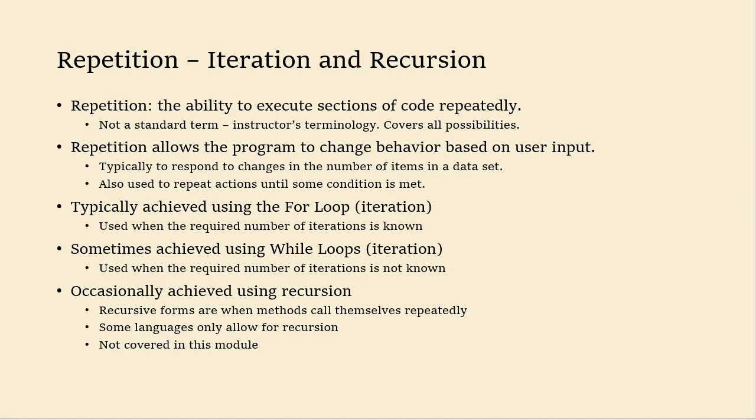Typically, we use for loops. For loops are used when you know the number of iterations ahead of time. That doesn't mean you know it when you're programming it, but when the program is executing, it knows. So it knows how many data elements are in a list, for example.